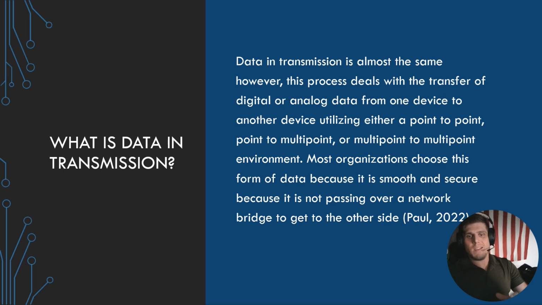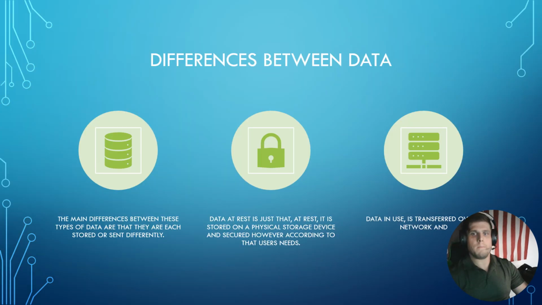So next, data in transmission. Data in transmission is also kind of the same, being that it is being accessed, or it can be accessed, except it deals with the transfer of digital or analog data from one device to another. So this can be from one computer to another, a phone to another, or multiple of each to multiple of each. This is kind of secure depending on how all the security is set up, and we'll go on to that later.